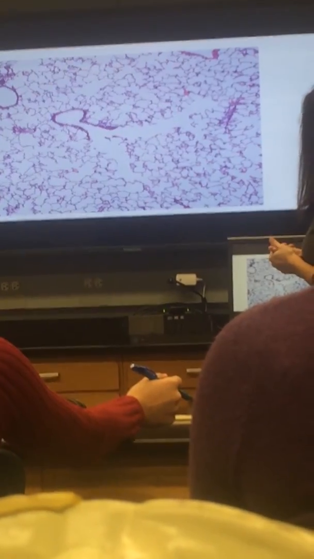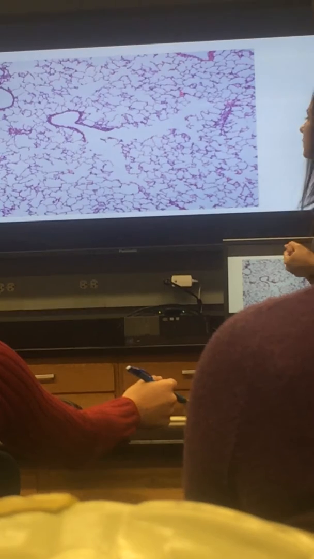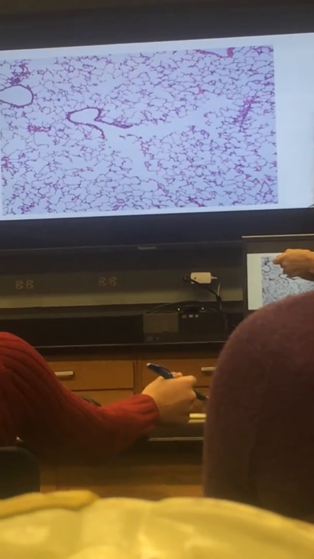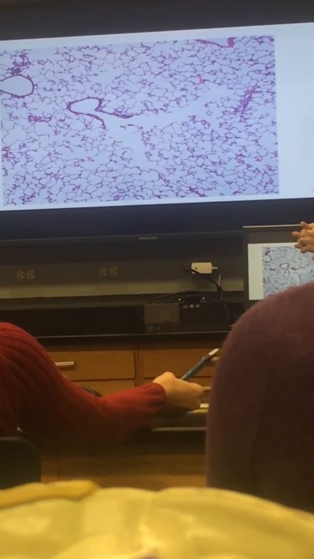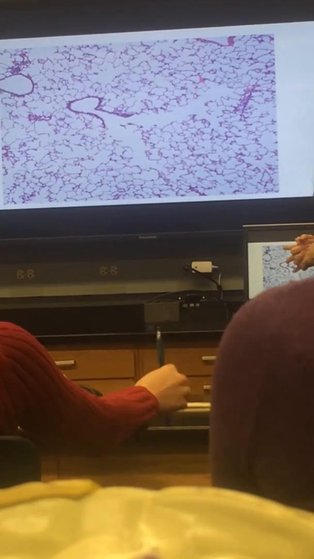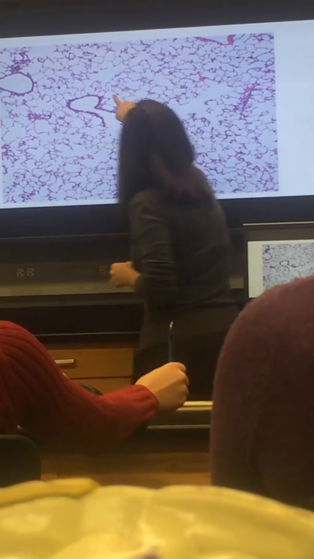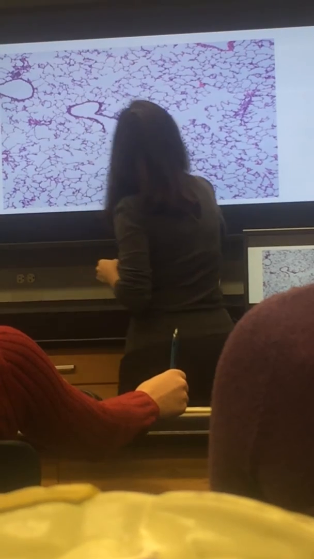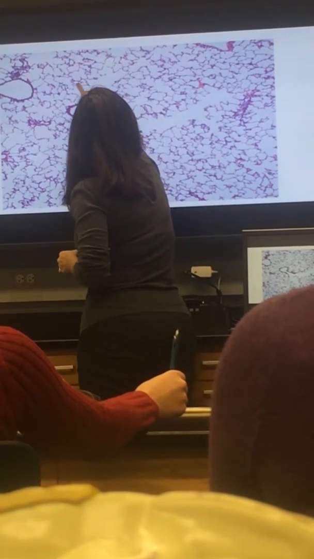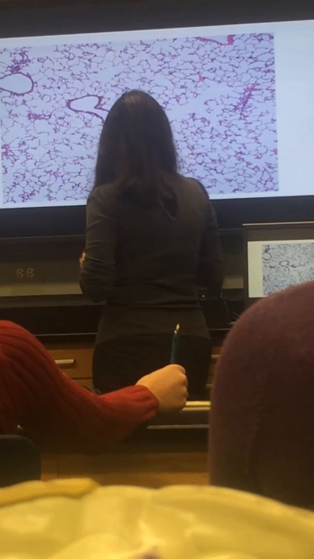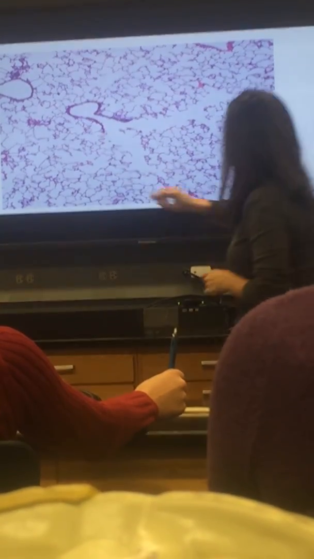Alveoli. What's the organ? Lungs. What's the function? Exchange of carbon dioxide, CO2 and O2 exchange. What's this here? Is that the other side? Alveolar sac. Okay, these are bronchioles.